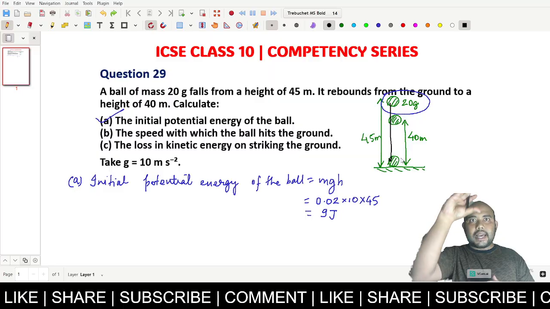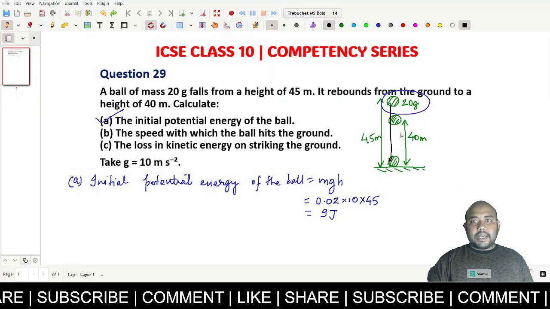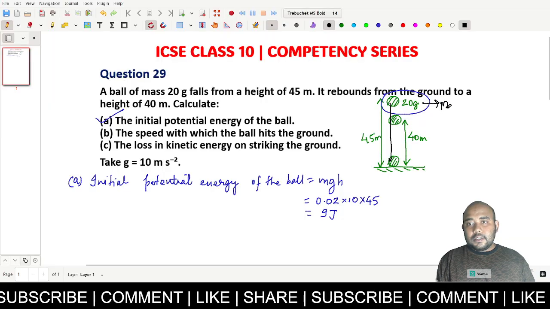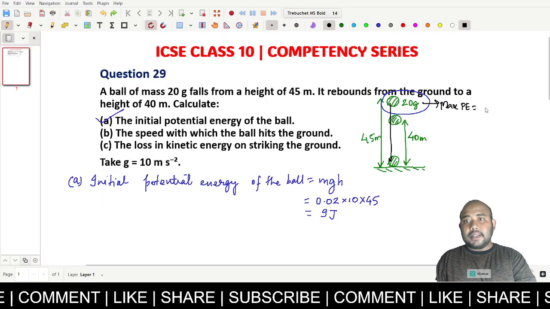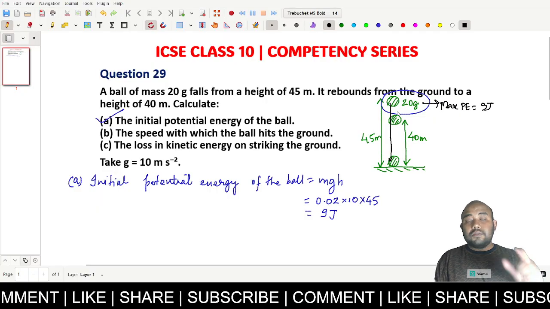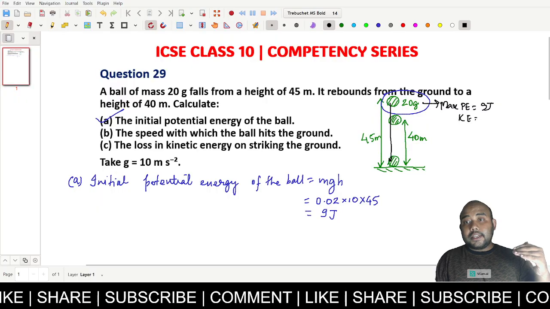The ball is at the highest point. Imagine, this is very important. The ball is at the highest point, so it has the maximum potential energy. That is what we have calculated, 9 joule. And since the ball is not falling right now, when it is at the highest point, the kinetic energy at the highest point is 0.